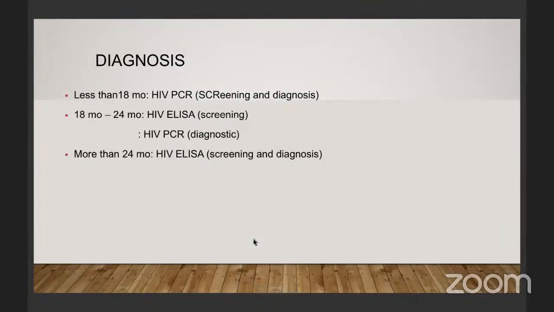Coming to diagnosis of HIV in children, for children less than 18 months of age, HIV PCR is used as a screening as well as a diagnostic tool. And then for children of 18 months to 24 months, HIV ELISA is used as a screening tool and HIV PCR for confirmation. So for children of more than 24 months of age, HIV ELISA is used as both a screening and a diagnostic tool.